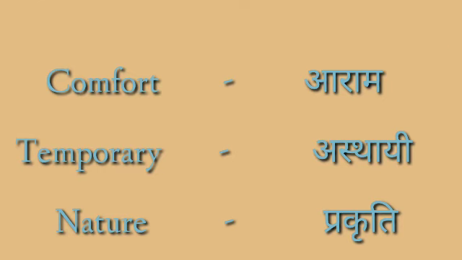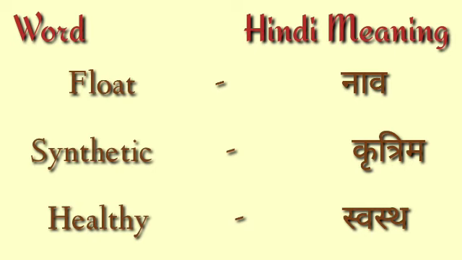Now next one meaning is float. Float means tairna. I repeat, float means tairna. Next is synthetic. Synthetic means kritrim. I repeat, synthetic means kritrim. Next is healthy. Healthy means swasth. I repeat, healthy means swasth.